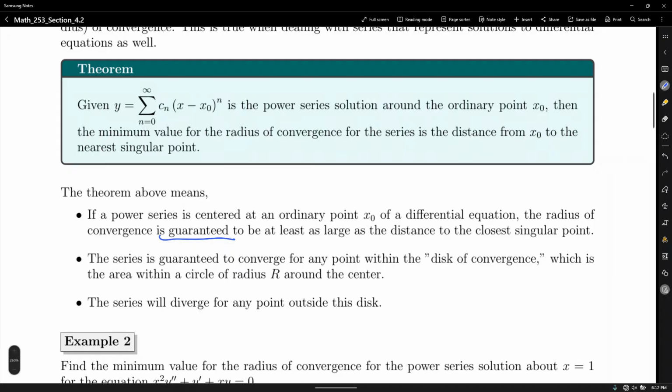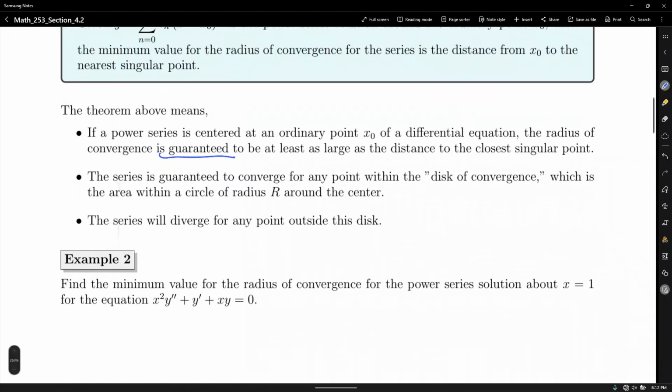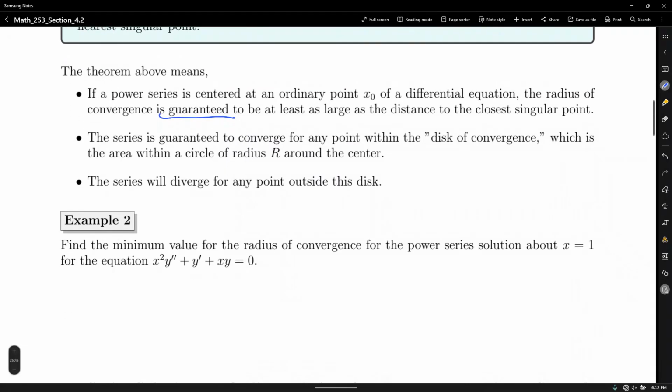If we get past that distance, that means we're going to fall into the divergence region, or the singular region, if you will, right? Number two, the series is guaranteed to converge for any point within the disk of convergence, which is the area within a circle of radius r around the center. Number three, the series will diverge for any point outside of the disk. Why not interval and why a disk?